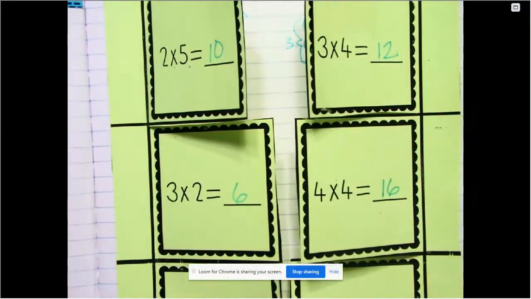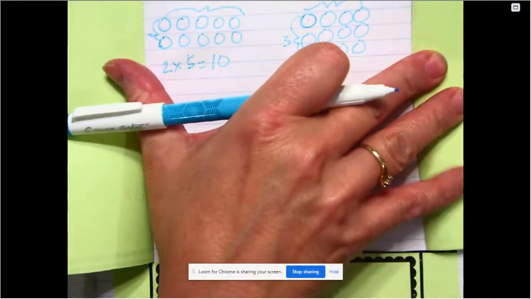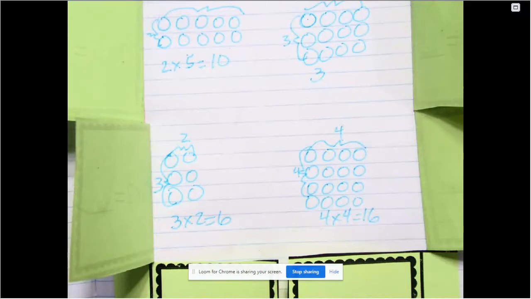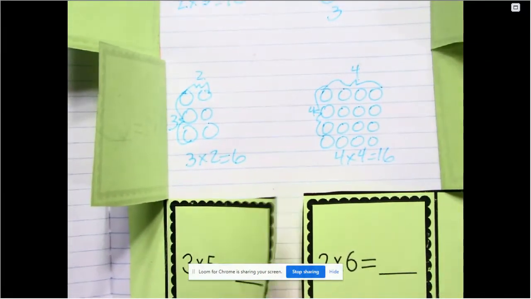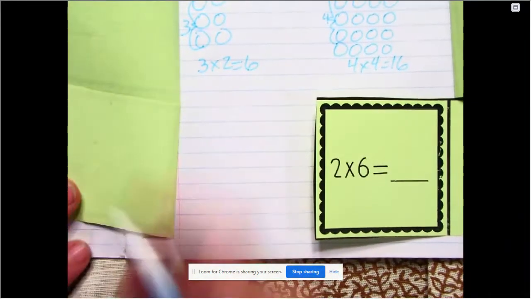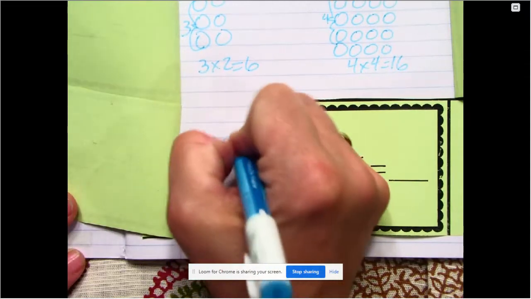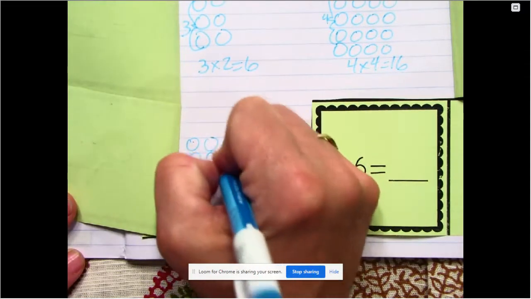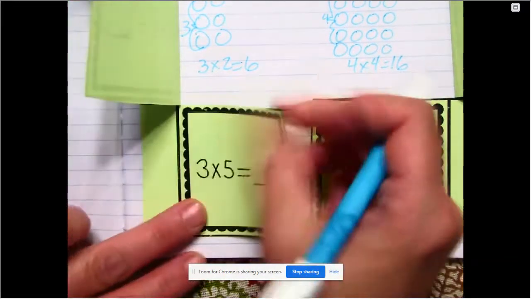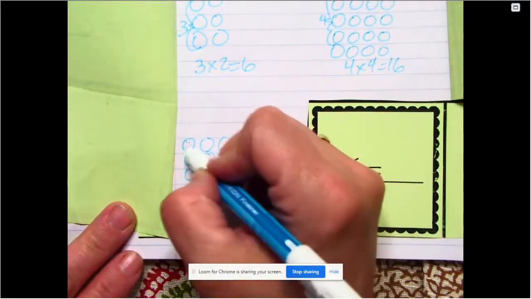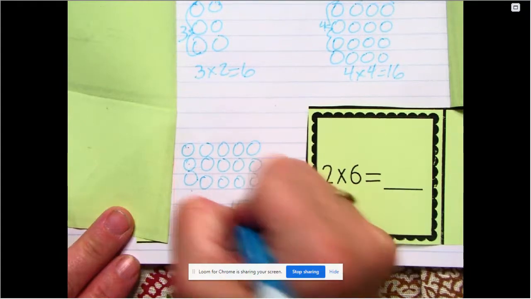Okay. All right, any of these that you need to get down, go ahead and just pause it and get those written down. Okay. If you're good to go, we're going to go to number 3 times 5 equals what? So we're going to draw an array. 1, 2, 3. 1, 2, 3, 4, 5. 1, 2, 3, 4, 5. 1, 2, 3, 4, 5. Did I do that right? 3 groups with 5 in each one. 5, 10, 15. 3 groups of 5 equals 15.